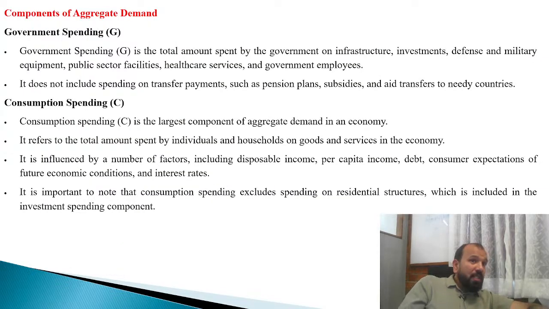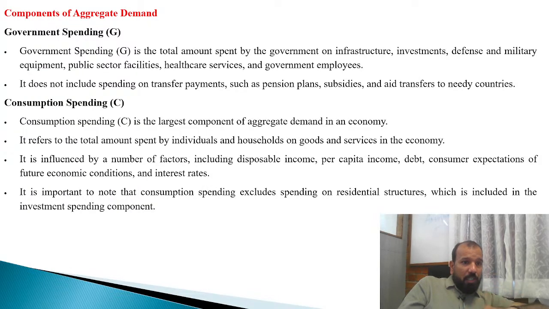What are the components of aggregate demand? The first is government spending. Government spending is the total amount spent by the government on infra. So whatever the government is spending in terms of infra, investment, defense, military, and public sectors. It does not include spending on transfer payments such as pension plans, subsidies, and aid transfers.